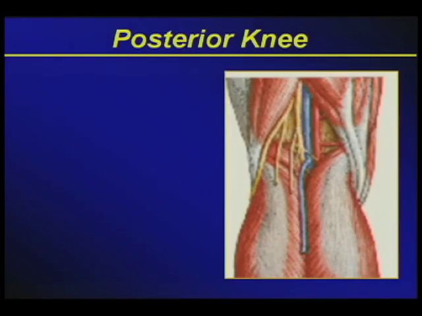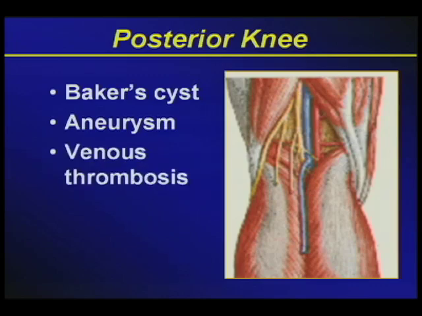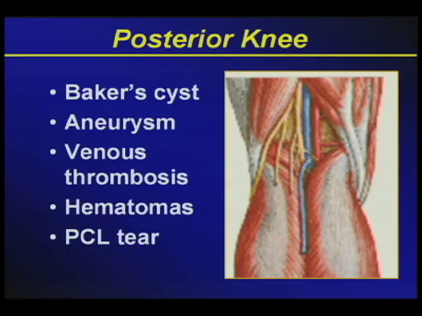Let's finish by looking at the extraarticular knee by cruising through the rhomboid fossa. In the posterior knee, there'll be several lesions that you'll be looking for. This would be the Baker's cyst, aneurysms, venous thrombosis, hematomas, and posterior cruciate ligament tears. Of course, in this region, you may have some masses such as ganglion cyst. The rhomboid fossa, as you can see, contains the neurovascular bundles, but also the posterior portion of the knee joint.